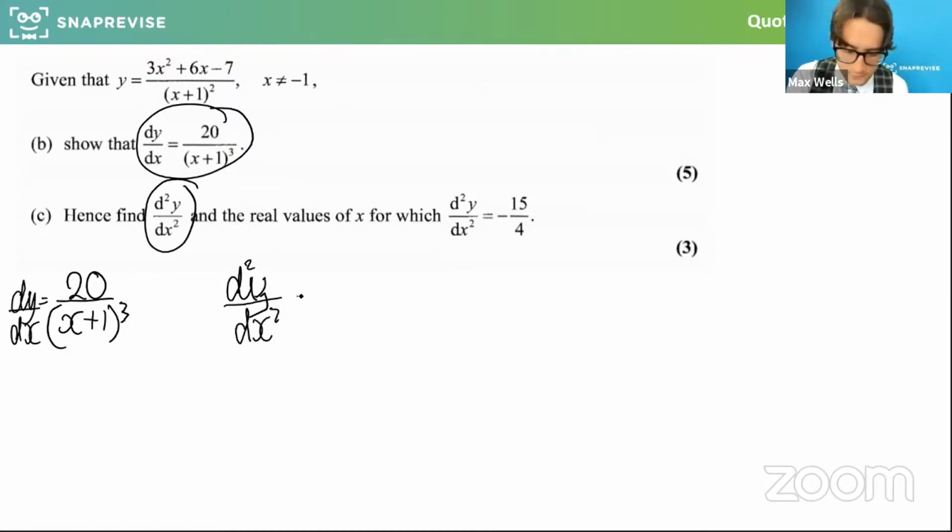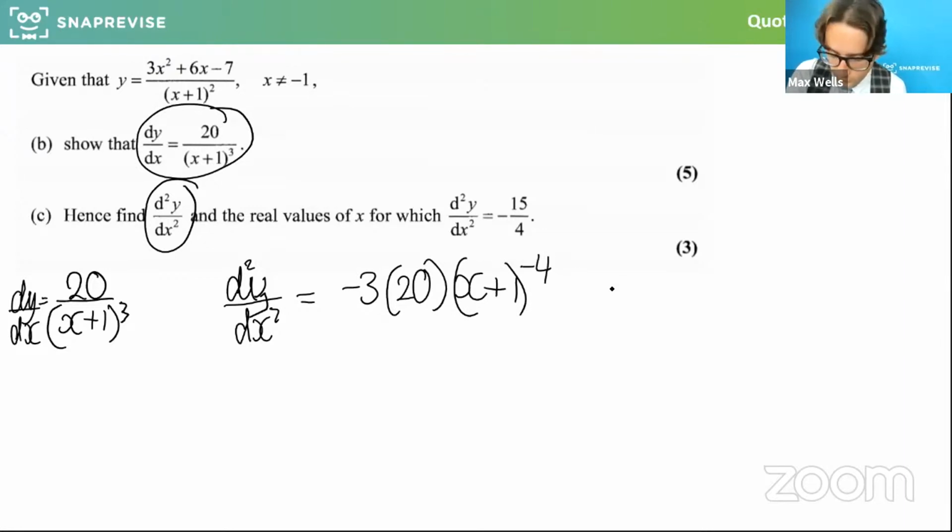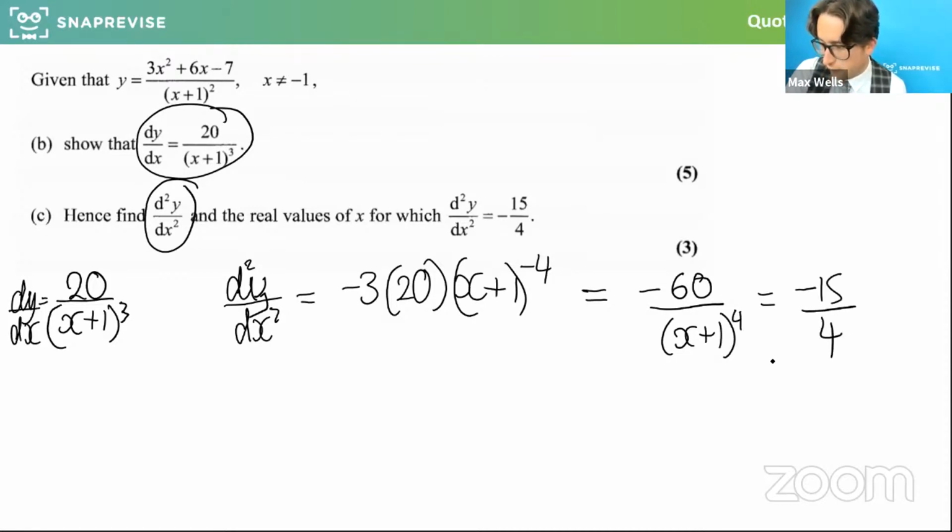This would become -3 times 20, and you could also do it like this by a chain rule, and it will come out as -60 over x plus 1 to the 4, which you could set equal to -15 over 4 and solve. And if you want to finish this off in your own time, because actually, we've got time now to go through this.